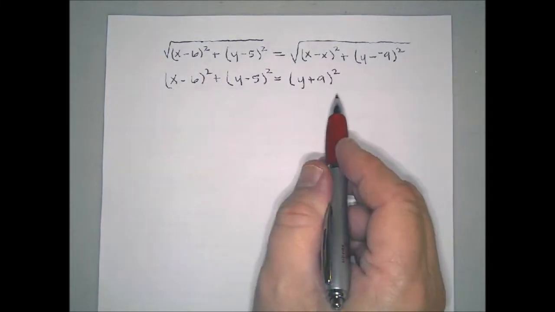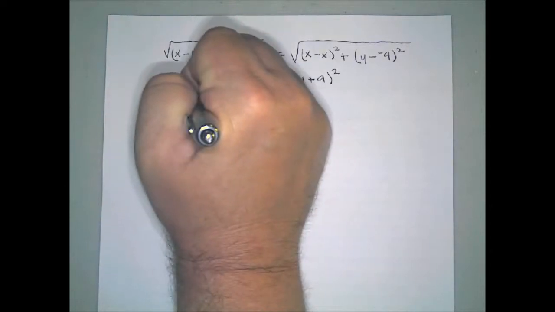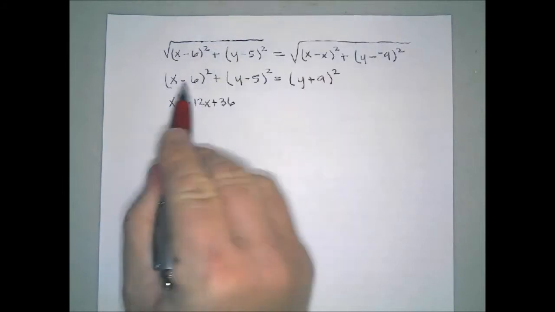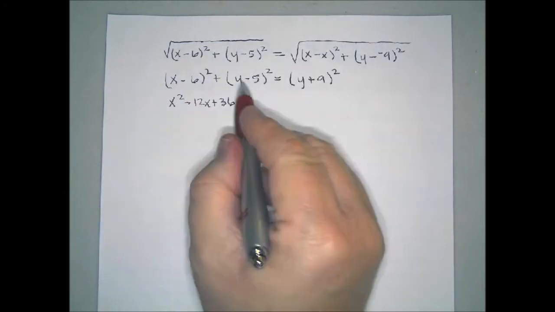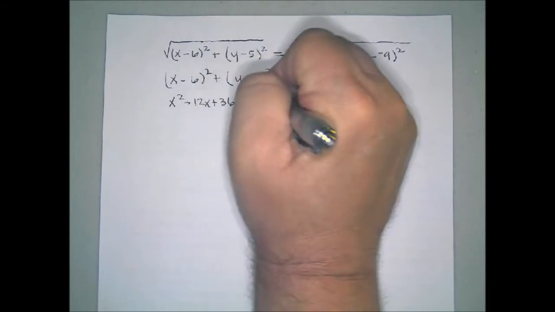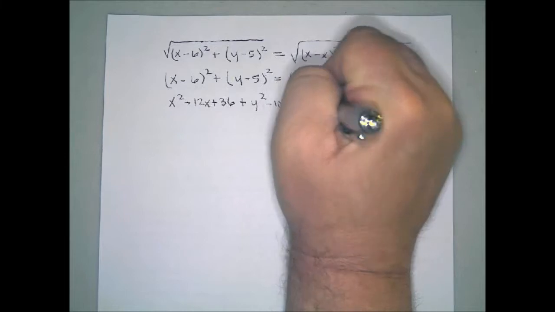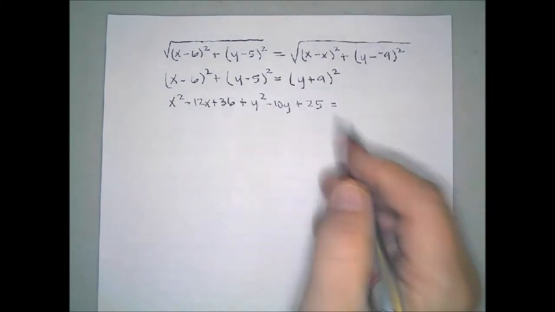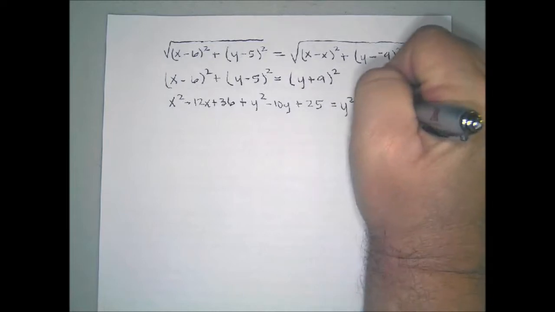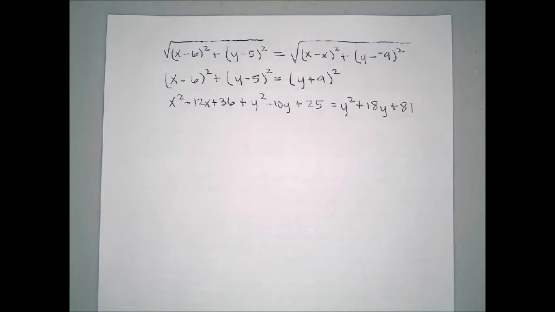Now, the next thing I'm going to do, I'm going to start expanding everything. This would be x squared minus 12x plus 36. I really didn't need to do this, but I did it. I do need to do this plus y squared minus 10y plus 25 equals, and then over here, y squared plus 18y plus 81.